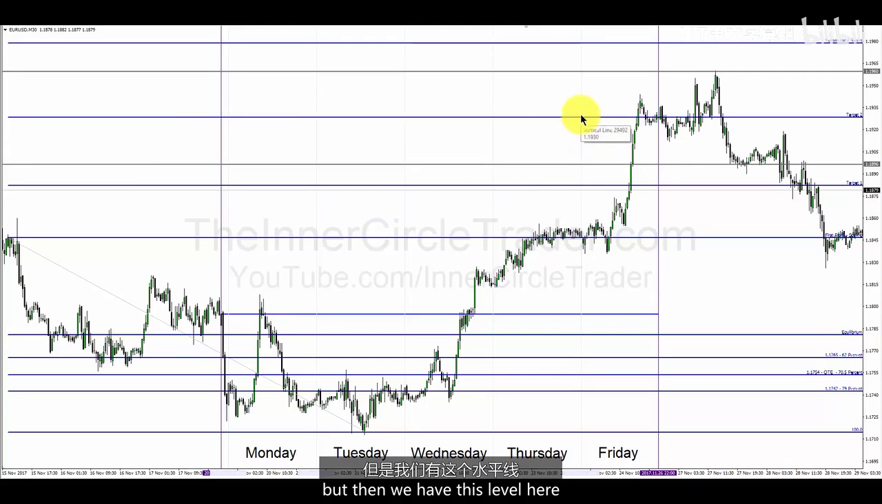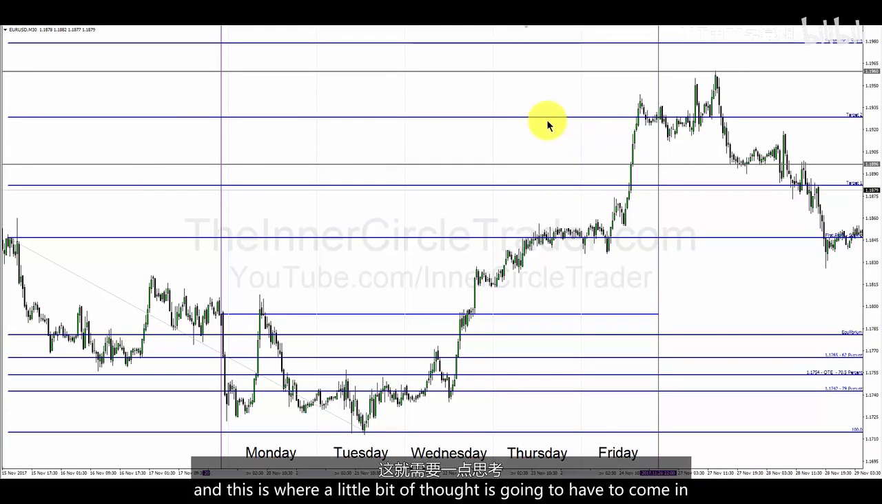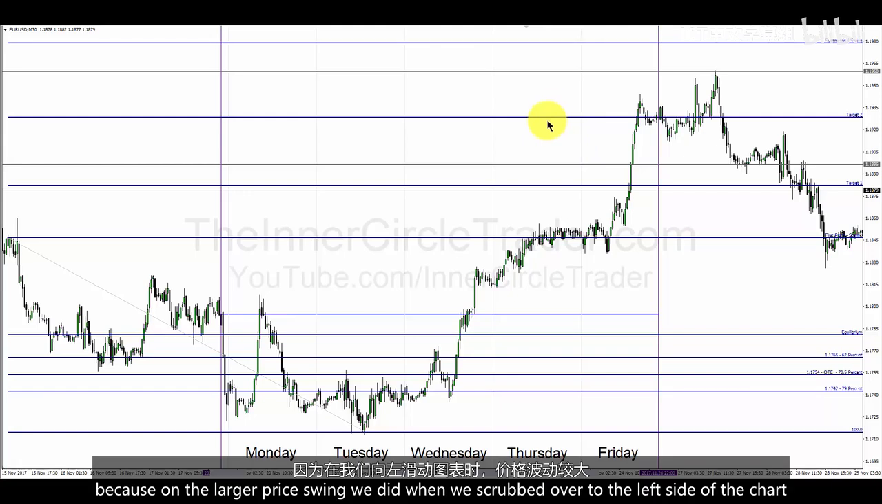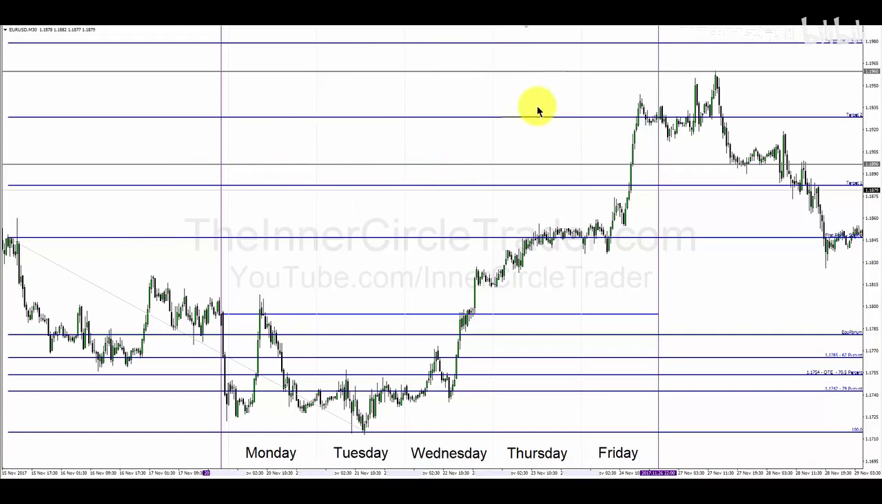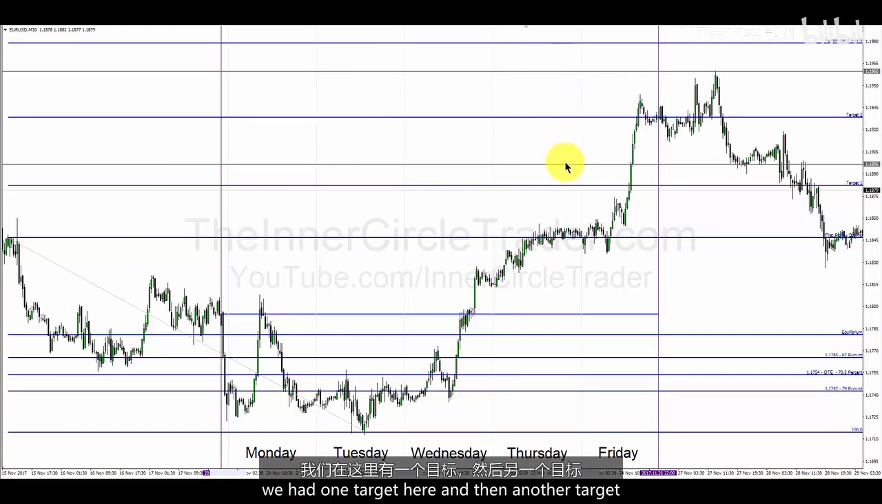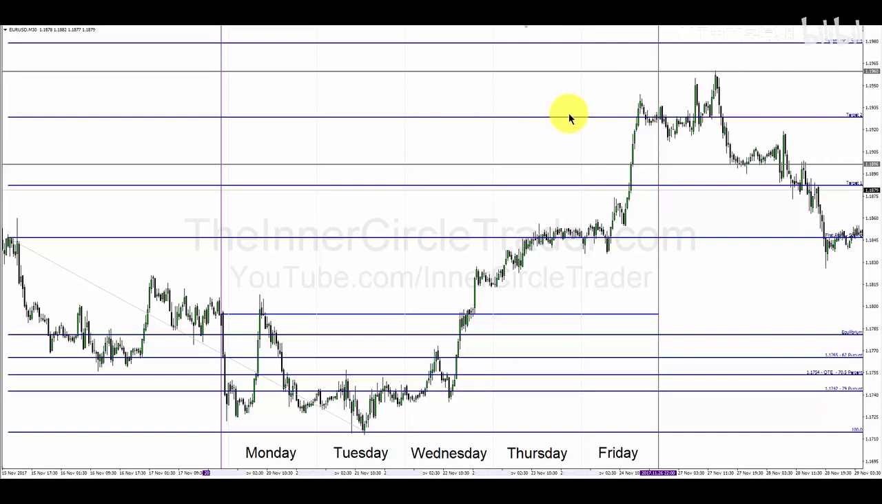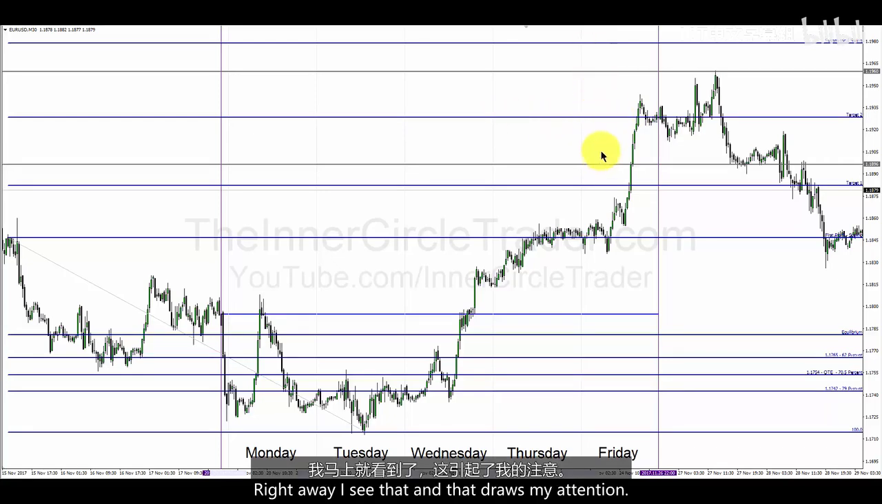But then we have this level here, and this is where a little bit of thought is going to have to come in, because on the larger price swing we did when we scrubbed over to the left side of the chart and drew those horizontal lines across, we have one target here and then another target here. But look what happens right in the middle of that. We have this level here. So target 2 lies directly in the middle of that. So that's like an equilibrium concept. Right away I see that, and that draws my attention.